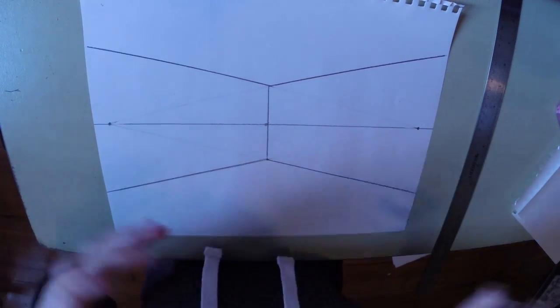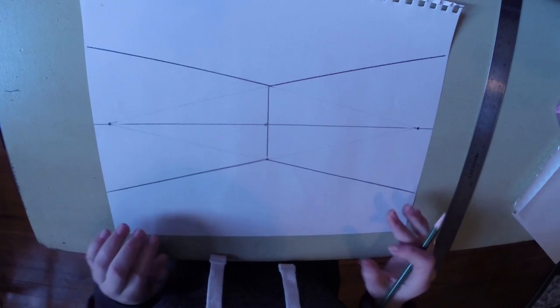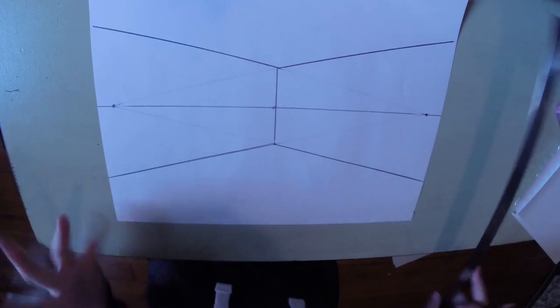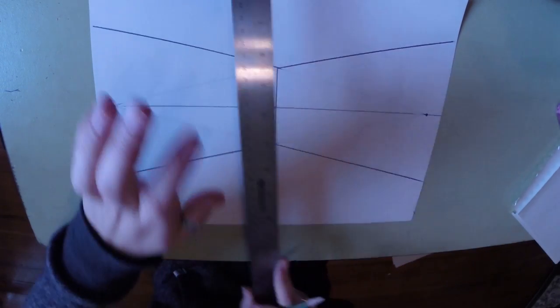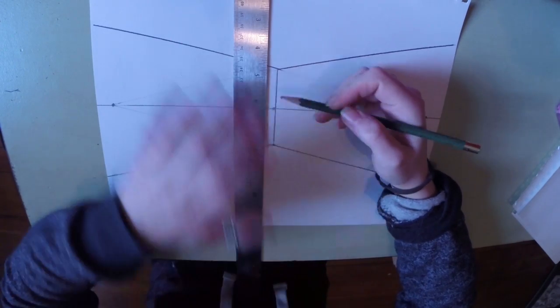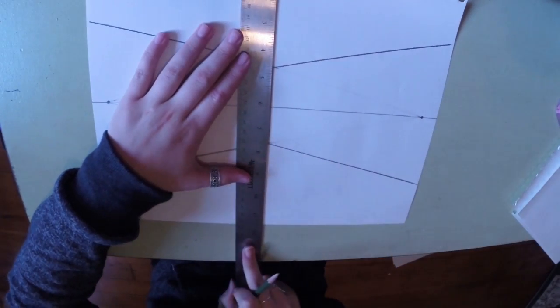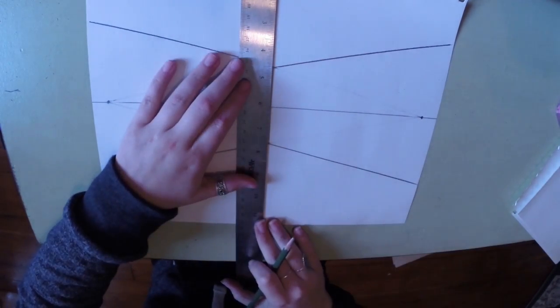Okay, so for this tutorial we are going to put a bed in a 2-point perspective room, okay? So, how you start that. The line you already have for your room is the line you're going to follow when we're putting in our bed, okay?